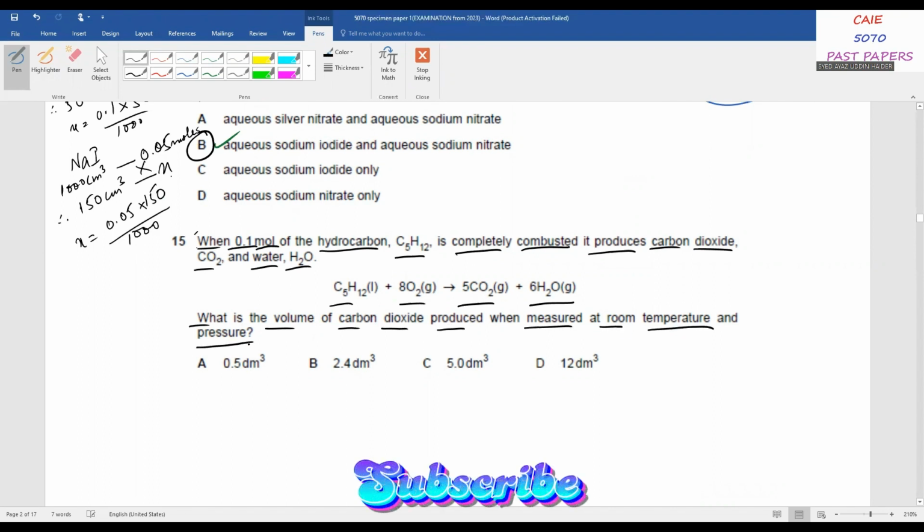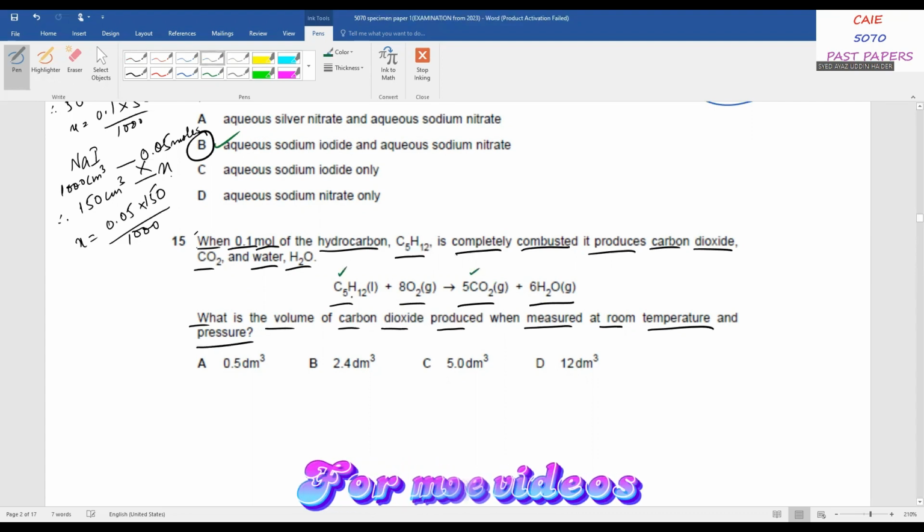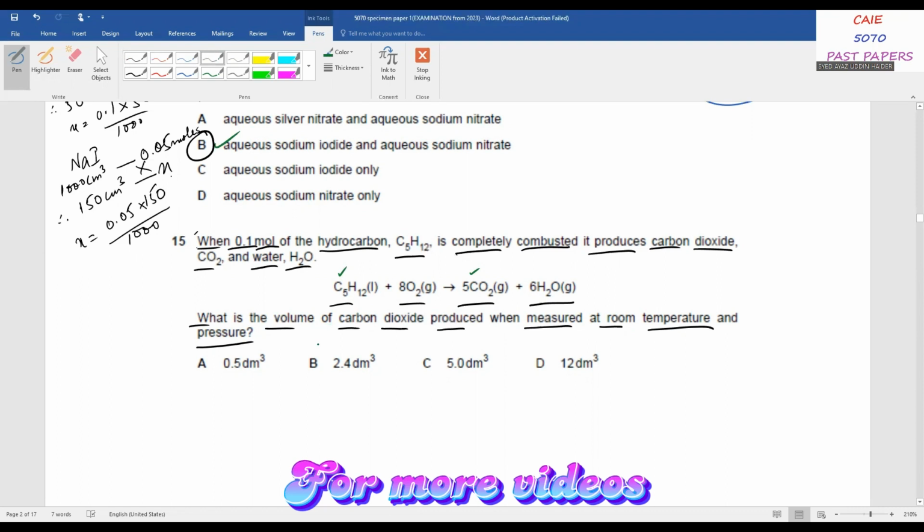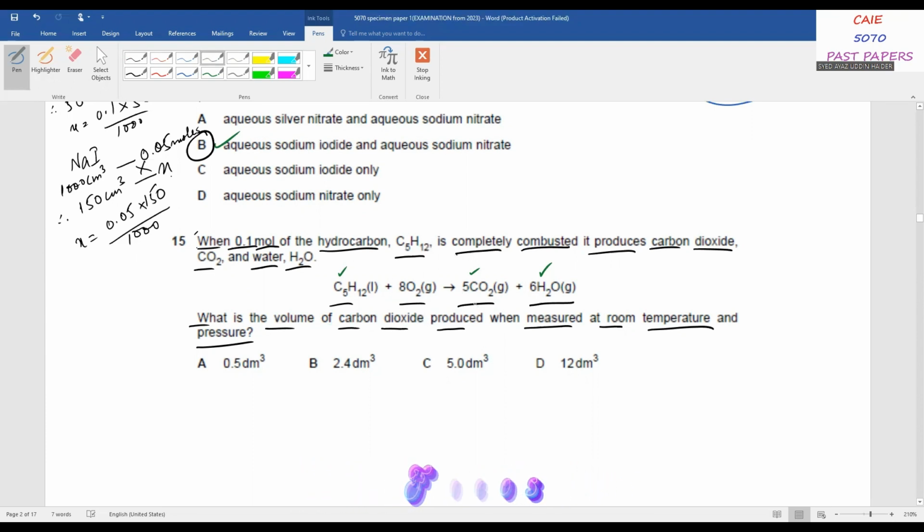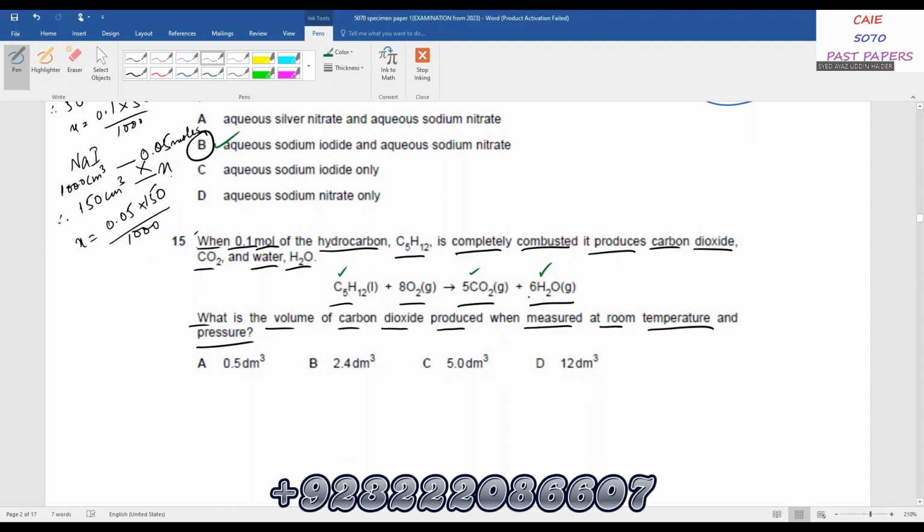So first of all, check whether the reaction equation is balanced or not. Let's count the carbon atoms on both sides. It's 5. Carbon is balanced. What about hydrogen? It's 12 on the reactant side. On the product side, it's 12. What about oxygen? Oxygen is 16 on the reactant side. On the product side, 5 multiplied by 2 is 10, and 10 plus 6 is 16. So oxygen is also balanced on both sides of the reaction equation.